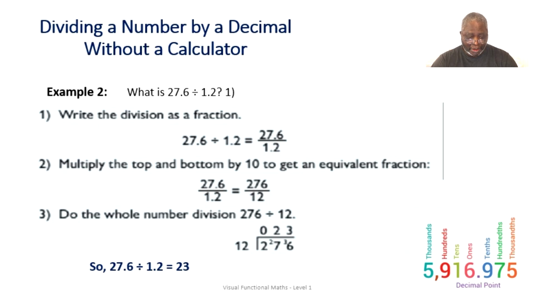Do the whole number division. 276 divided by 12 is equal to 23. Look at the bottom there. So 27.6 divided by 1.2 is equal to 23. Remember, remove the decimal points and just divide them like whole numbers.